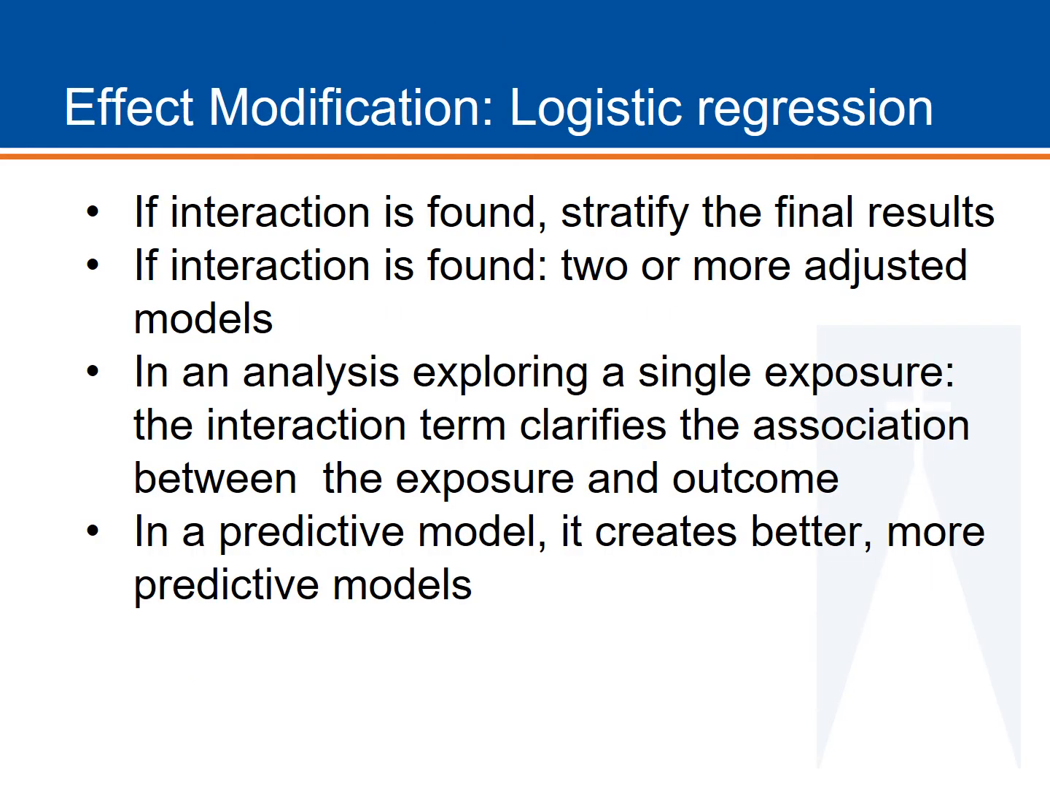If interaction is found, stratify the final results. If interaction is found, two or more adjusted models in the analysis exploring a single exposure will be your final result. The interaction term only clarifies the association between the exposure and outcome in a predictive model, and it creates better, more predictive models.